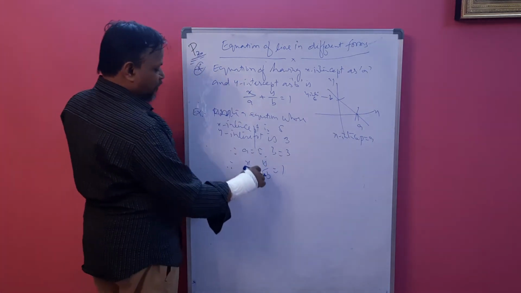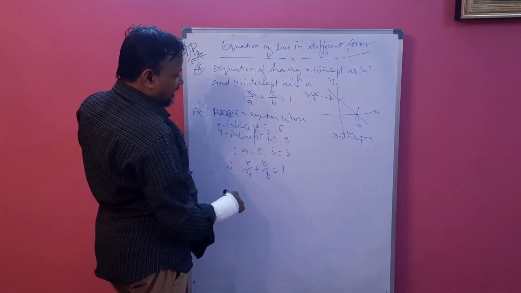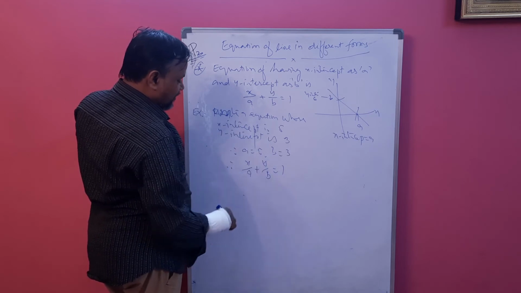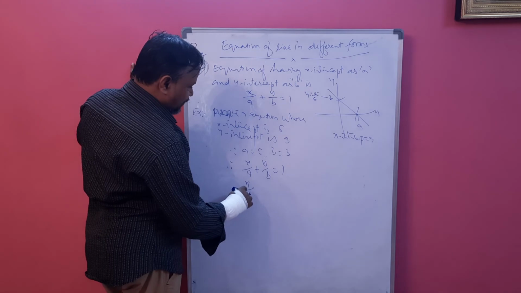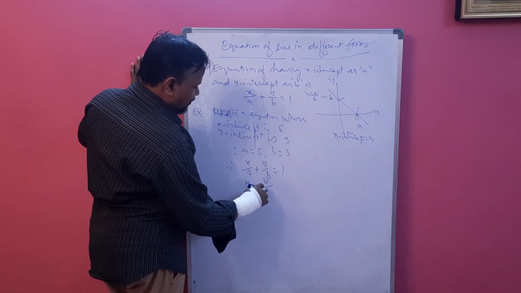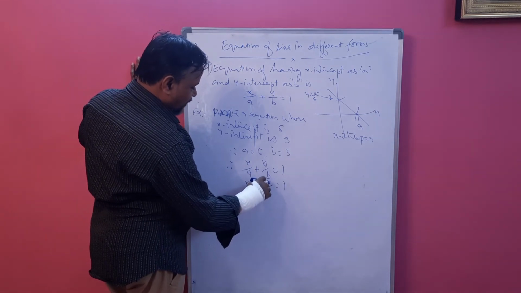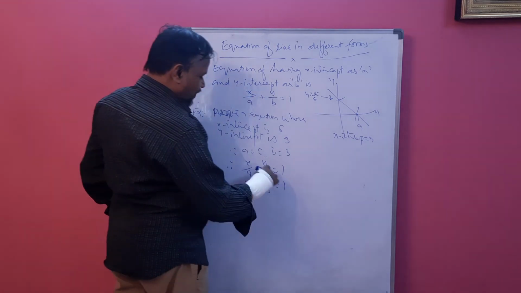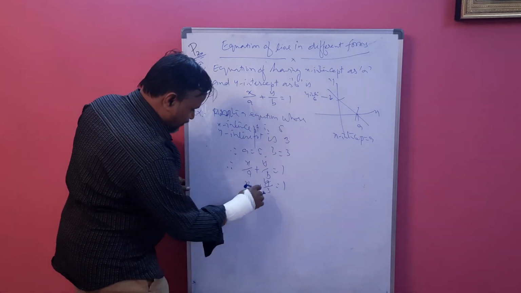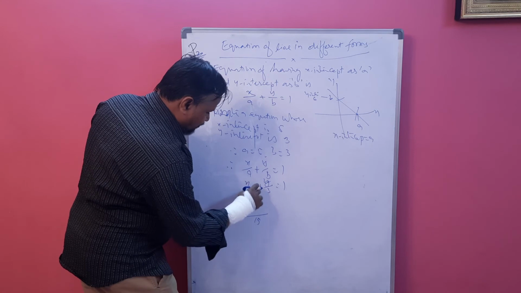x by a plus y by b equal to 1 is the intercepts form of the equation. Both intercepts are there, or we can say x-intercept, y-intercept. So here just substitute: x by 5 plus y by 3 equal to 1. This is your answer. But you can simplify it to get the general form of the equation. So take the LCM of this: 5 threes are 15. Cross multiply it.